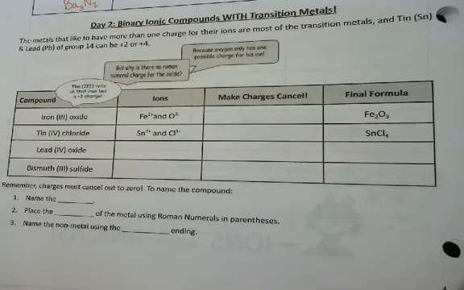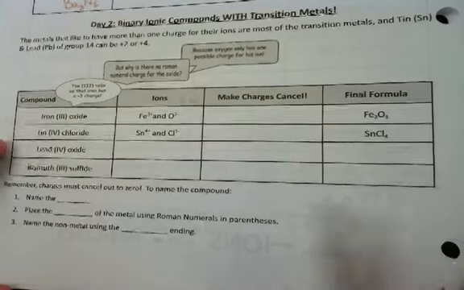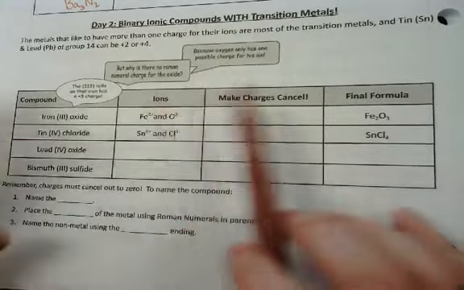And welcome to day 2 of naming and formula writing. We are going to be doing binary ionic compounds with transition metals, and then next video you will go over ternary ionic, which means you're using things called polyatomic ions. So we're going to start with a little review.